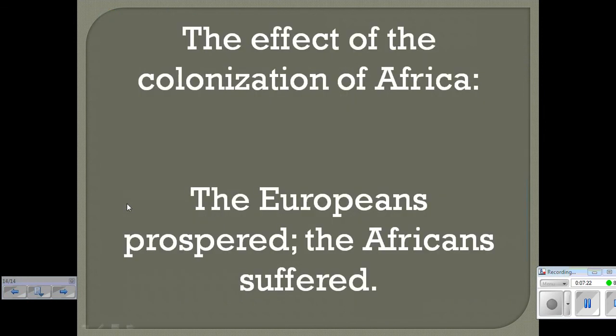Essentially, the big picture here, with colonization of Africa and imperialism, is that the Europeans are going to prosper. They're going to take the best land. They're going to take the best resources, and they're going to ship all of this out of Africa, and the Africans themselves are going to suffer.